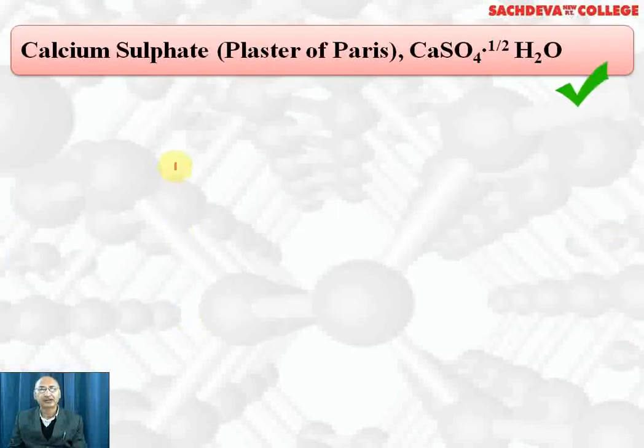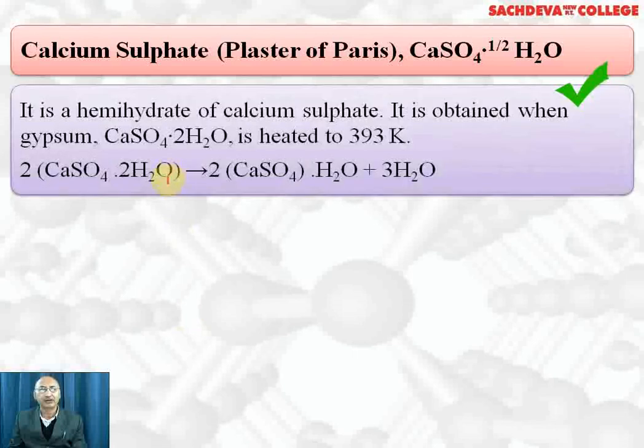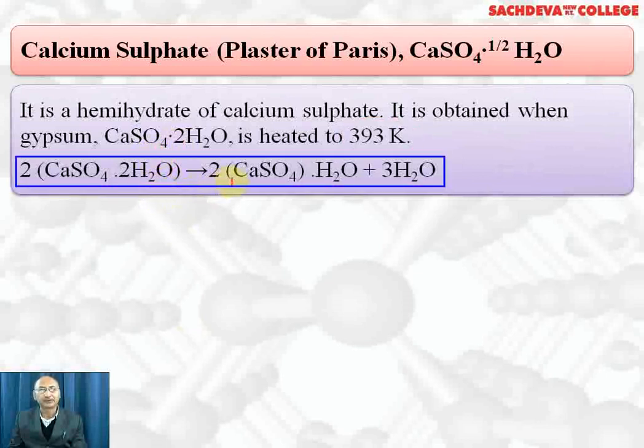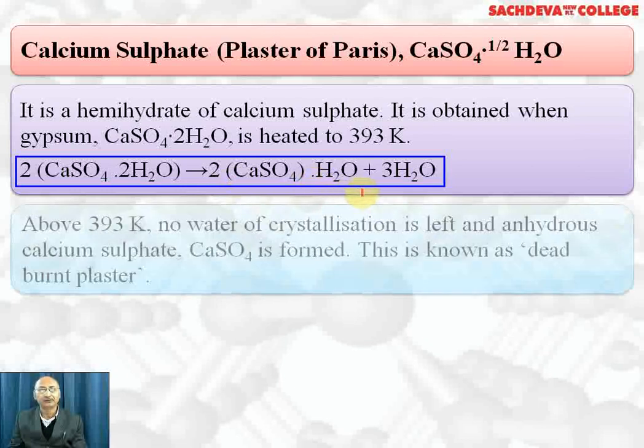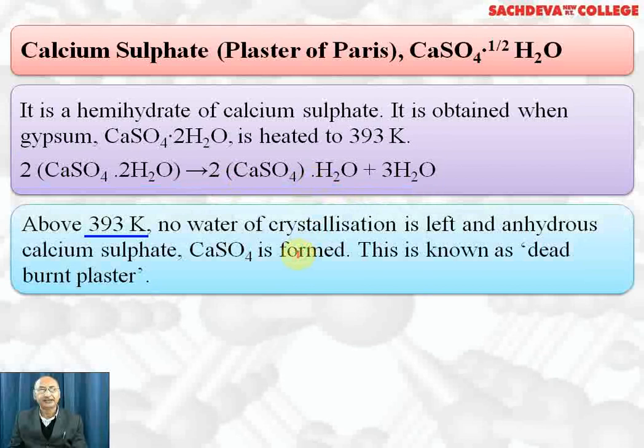Calcium sulfate, or plaster of Paris, CaSO4·½H2O. This hemihydrate of calcium sulfate is obtained by heating gypsum at 393 Kelvin. 2 moles of gypsum give 2 moles of plaster of Paris. 2 CaSO4 is associated with 1 molecule of water, or CaSO4 is associated with half a molecule of water, plus 3 water molecules will be formed. Above 393 Kelvin, no water of crystallization is left and anhydrous calcium sulfate is formed, which is also called dead burnt plaster.